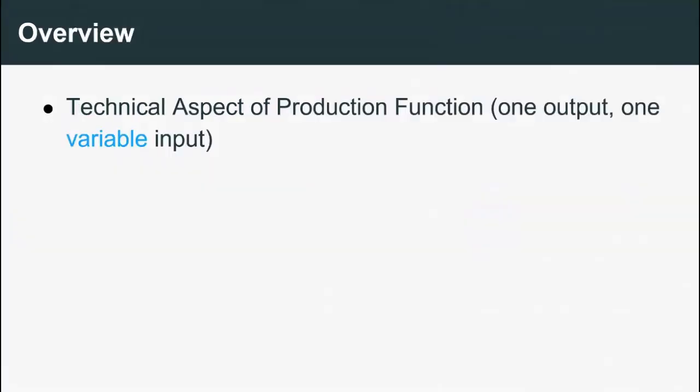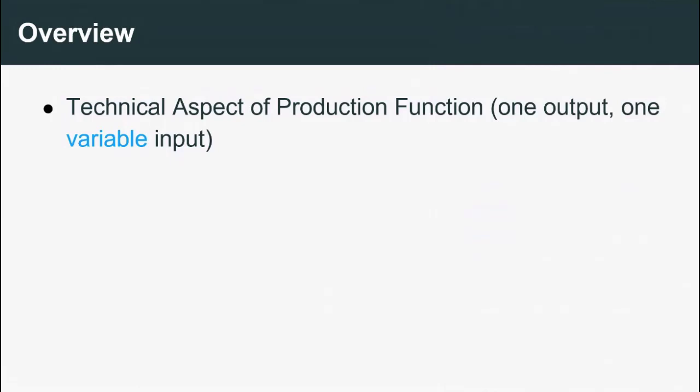Before we start with the economic aspect of production, let's first have a very quick overview of the technical aspect of production functions. And here, for the last few lectures, we only covered the one output, one variable input case. And once we finish with the economic aspect of the one output, one variable input, then we will go back to the technical aspect of production again. But we will then go with multiple inputs, but still just one output.